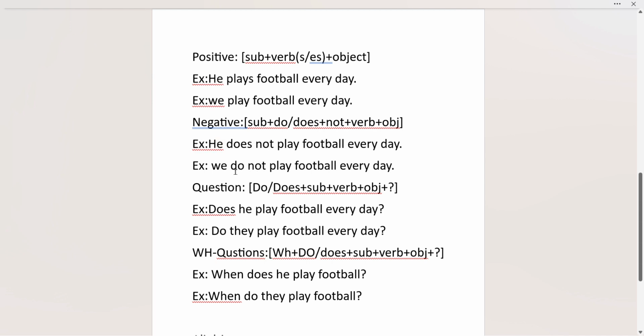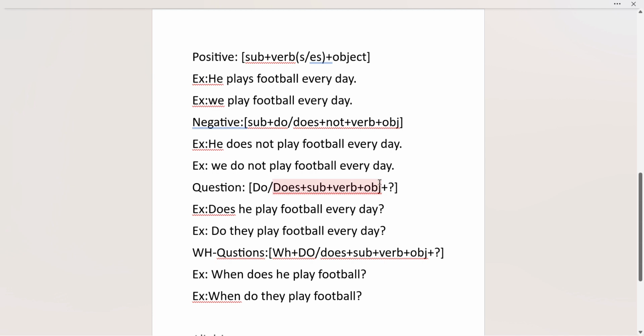Do and does are used in the simple present tense. Does is used for third person singular, and do is used for plural persons. Now we have a question: how to change a sentence from positive to question? We bring do or does to the start of the sentence, then add the subject, then the verb, then the object, and then a question mark.